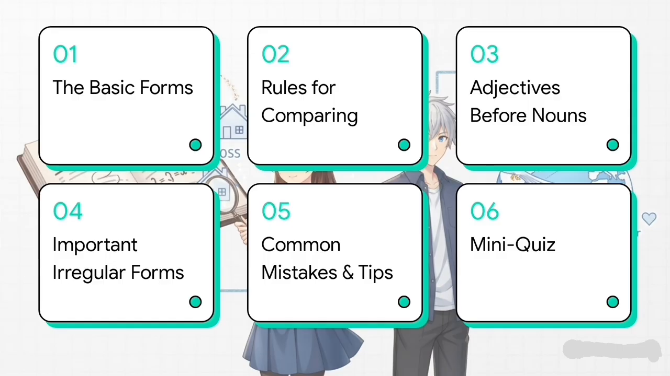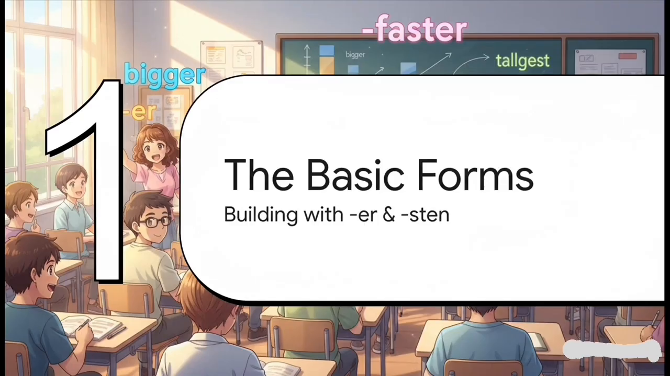So, here's what we've got on tap. First, we'll cover the absolute basic building blocks. Then we'll get into the key rules for how to actually use them. After that, we'll tackle what happens when you put these adjectives before a noun, look at some really important irregular forms you just have to know, and then wrap up with common mistakes and a quick quiz to make sure it all sticks. Sound good? Let's get started.